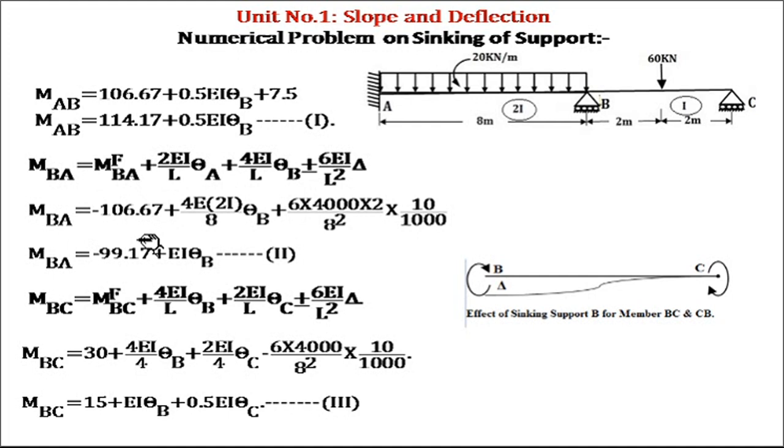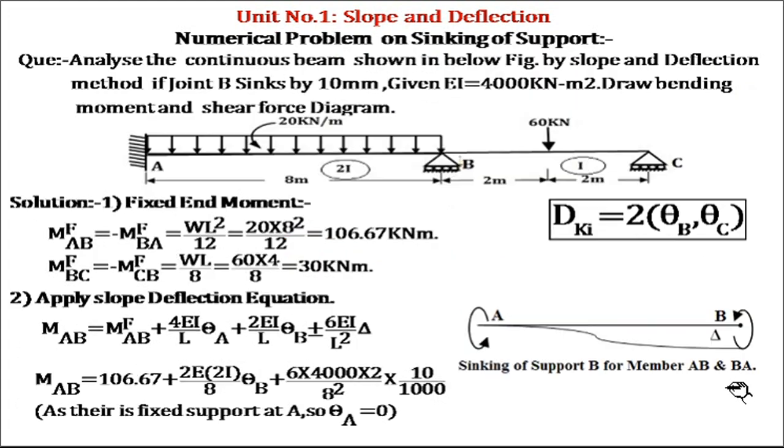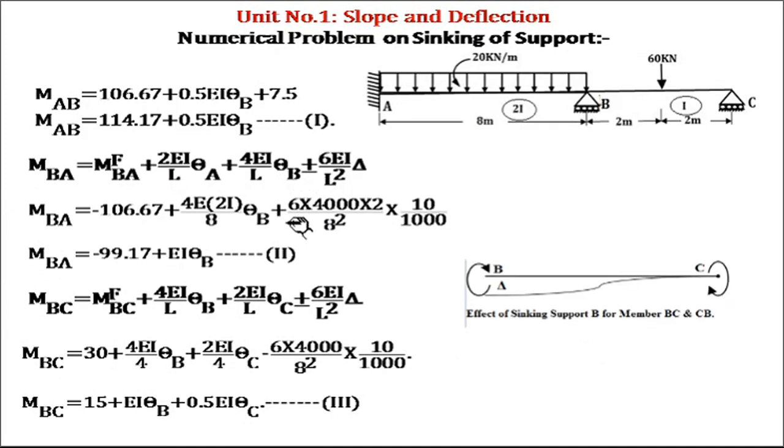Okay, now here at joint B, the movement is acting in anti-clockwise direction. So here, as it is acting in anti-clockwise direction, we are using positive sign. Okay, here we are using positive sign.